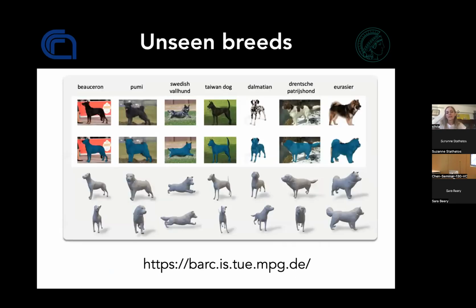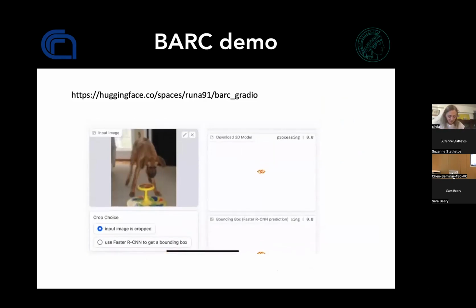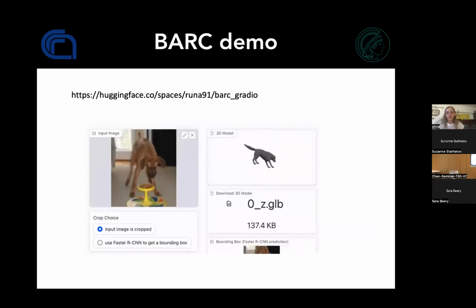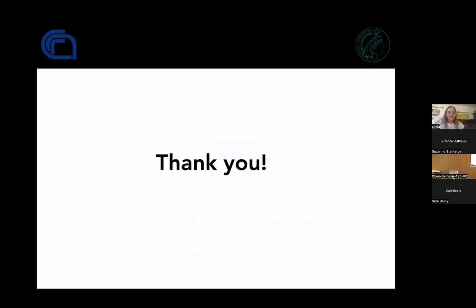We also look at reconstructing unseen breeds. So it works also for unseen breeds and for mixed dogs. And there is a project page where you can find the code, the paper, the poster, and the video. But Nadine has also done this great thing of putting a demo on Hugging Face, so you don't need to download the code if you want to try it with some images of your choice. And that's all. Thank you for your attention.